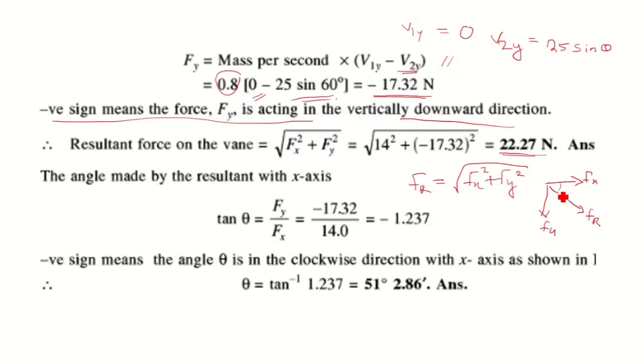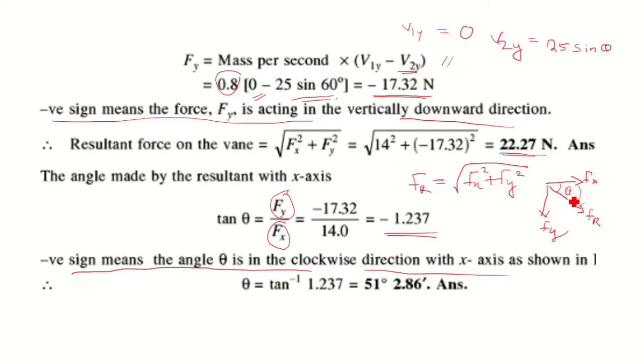So we need to find the angle it makes with the horizontal, which is theta. So tan theta is equal to F of y divided by F of x. So the value is minus 1.237. Here the negative sign means the angle theta is in the clockwise direction with the x-axis. So this direction it is coming at this position.